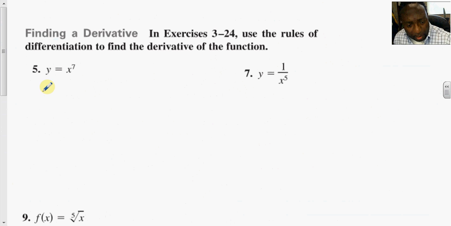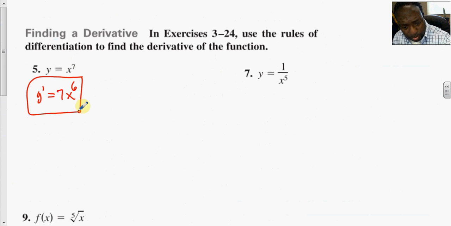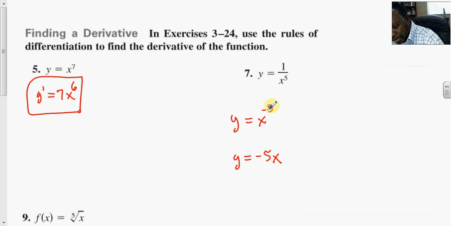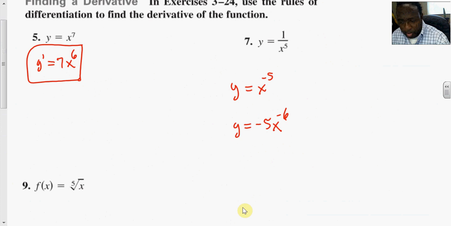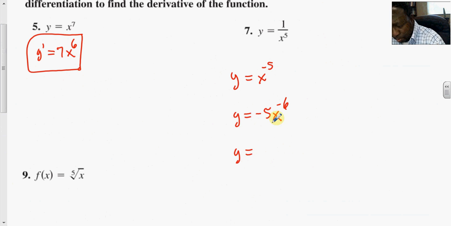Let's take the derivative here. So we say y prime is equal to 7 times x to the 7 minus 1, which is 6. We're going to rewrite this problem as y equal to x to the negative 5 to be able to use the formula. So y prime is equal to negative 5 times x to the negative 5 minus 1. So here we get negative 6. And you want to write this where the exponent is positive. So this is negative 5 all over x to the 6.